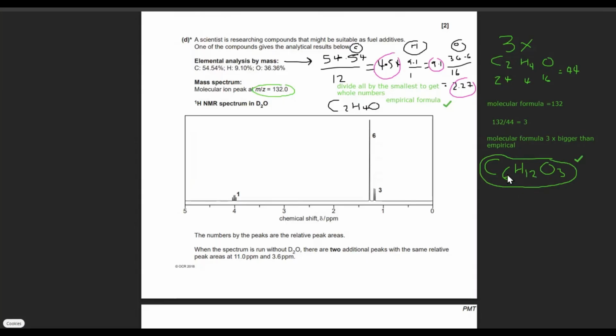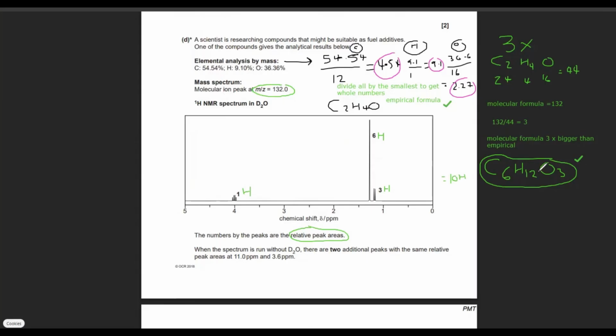So 3 lots of that empirical formula go in the molecular formula. So just times by 3 and you're going to get C6H12O3. That's your molecular formula and probably bags you the second out of the 6 marks. And then now we're getting into the H1 NMR.